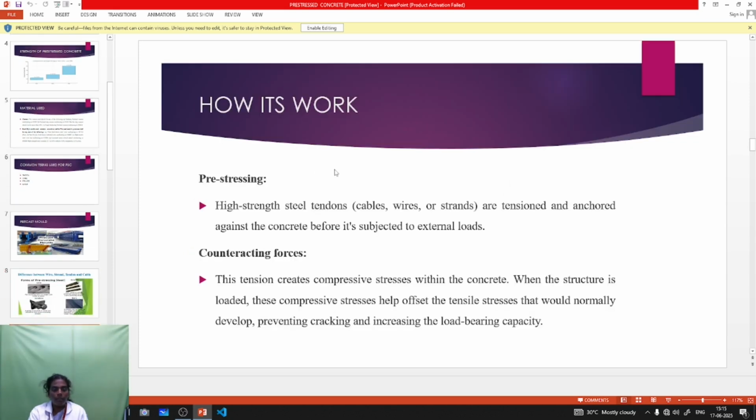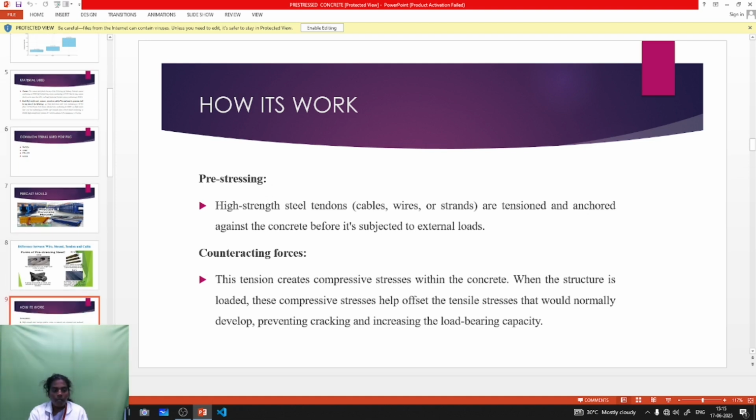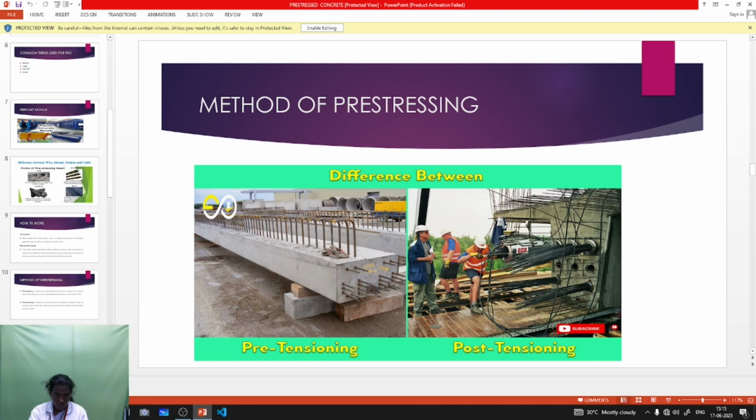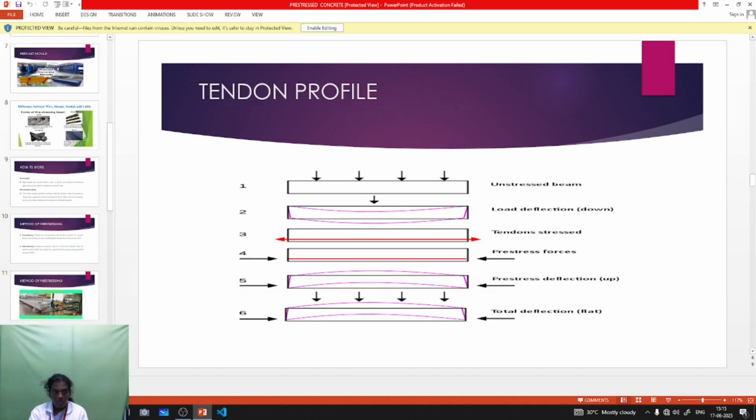How does it work? There are two methods, pre-tensioning and post-tensioning. The load balancing concept is used to counteract the loads. Pre-tensioning is done in a fabrication unit, and skilled labor is required. Post-tensioning is site work. First the concrete is poured, then the steel is stressed using the anchorage and hydraulic jack. So this is the difference between pre-tensioning and post-tensioning.